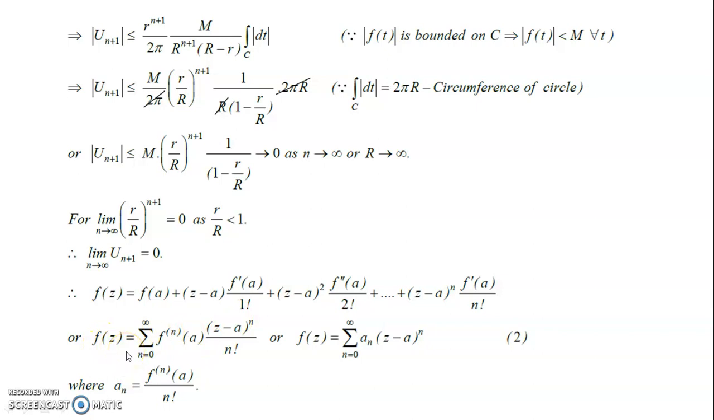So you can put it in the summation form here. Then f of z can be expressed in terms of series form: it is the summation of f to the n of a into (z minus a) to the power n divided by n factorial, as n runs from 0 to infinity. Or f of z equals the summation of a_n into (z minus a) to the power n, as n runs from 0 to infinity, where a_n is f to the n of a divided by n factorial.